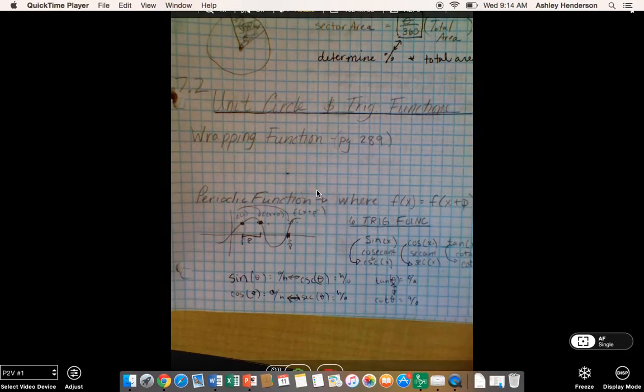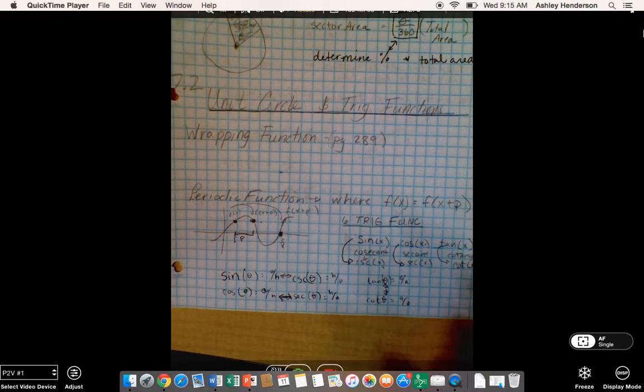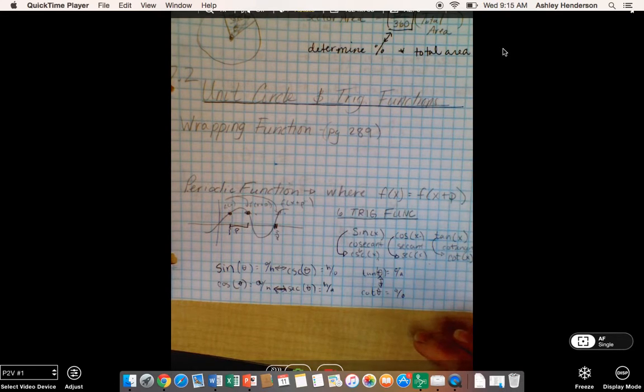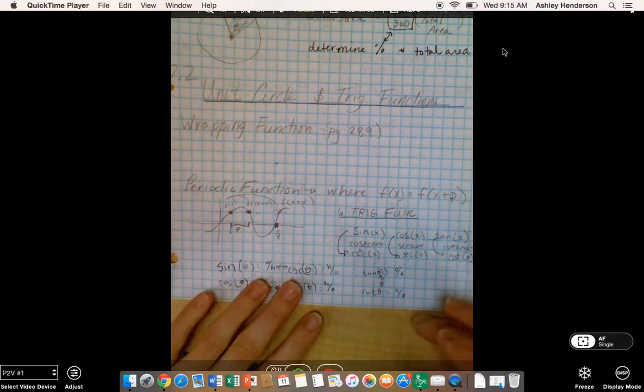So 7.2 is on the unit circle and trig functions. We've talked a lot about the trig functions and unit circles over the last couple of years, but I want to review the big ideas. We're going to flip back and forth here between the presenter and between Desmos.com, so if you want to interact with Desmos.com, I will share the graphs that I have by email for anybody that's interested, and then you can kind of tinker with the transformations also.